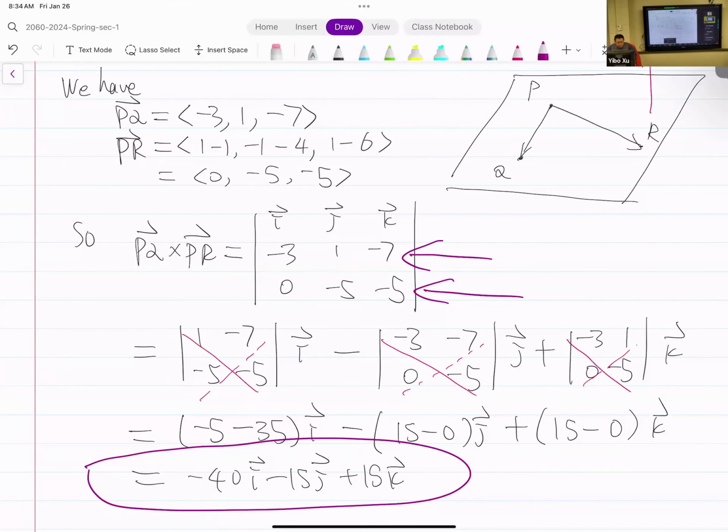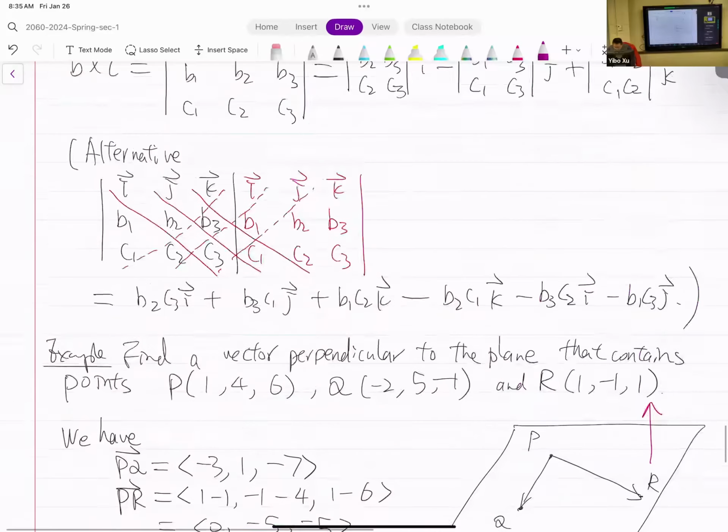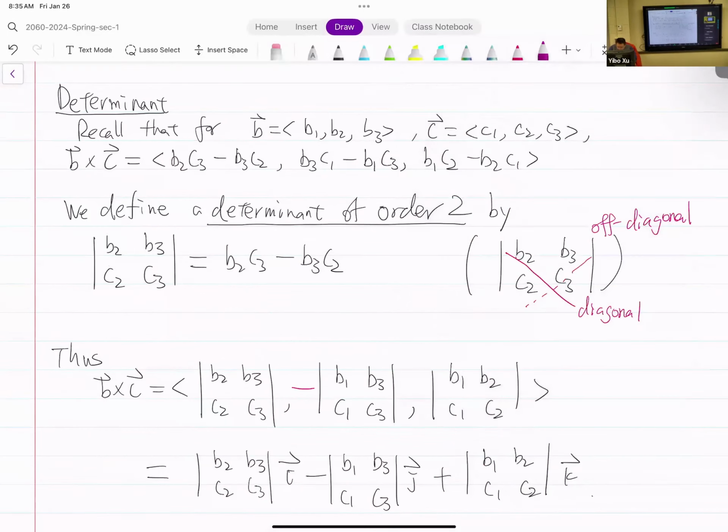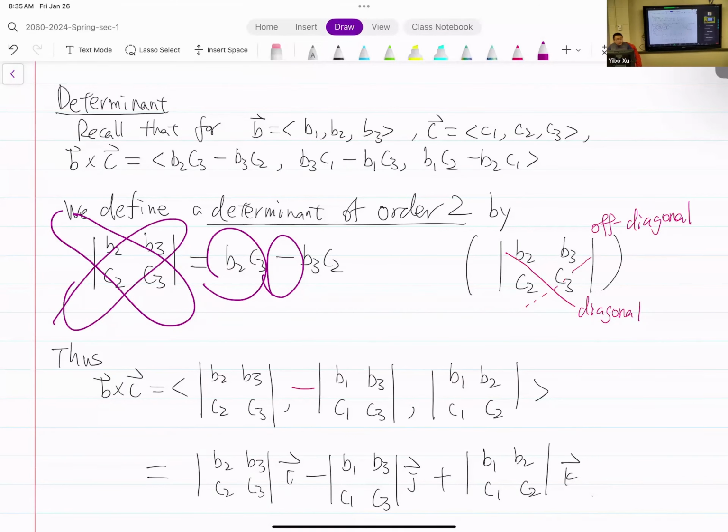I see a question. Here the question is, should the 35 in the I bracket be positive? So okay, very good question. Let's just go back to that order 2 determinant definition. We multiply the diagonal numbers, right? We need to minus the product from the off diagonal. That's where the negative sign comes from. Okay, so there's a difference.